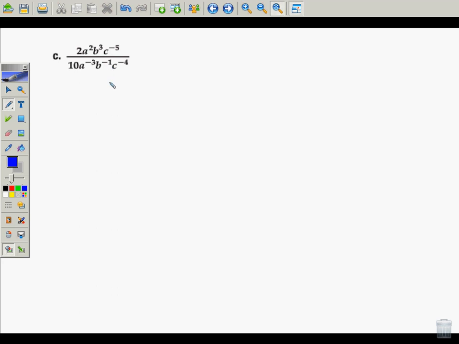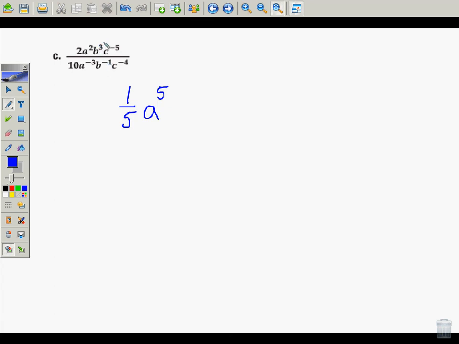2 over 10, that's going to become 1/5. I've got a squared over a to the negative 3rd. 2 minus negative 3 gives me 5, so I've got a raised to the positive 5. b to the 3rd over b to the negative 1st. 3 minus negative 1. Again, when you divide, you subtract exponents, so it's 3 minus negative 1. Same thing as 3 plus 1, so I get positive 4.